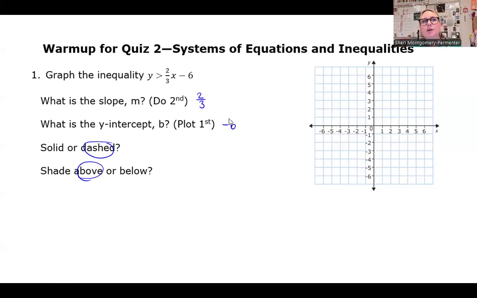So I'm going to put the -6 first. And -6 is along the y-axis. So I'm going to go down here to -6 and I'm going to put a point. From my y-intercept, I am going to apply the slope. The slope is 2/3. That is up 2, right 3.